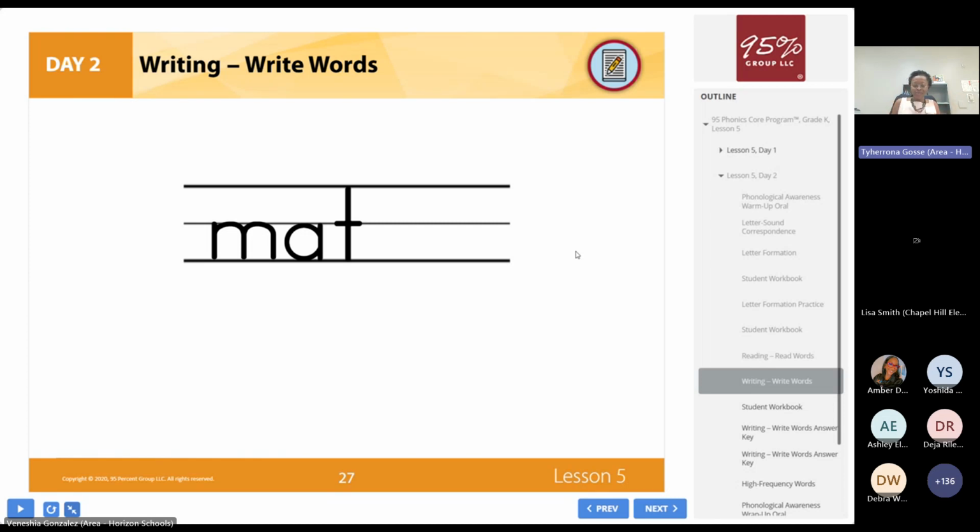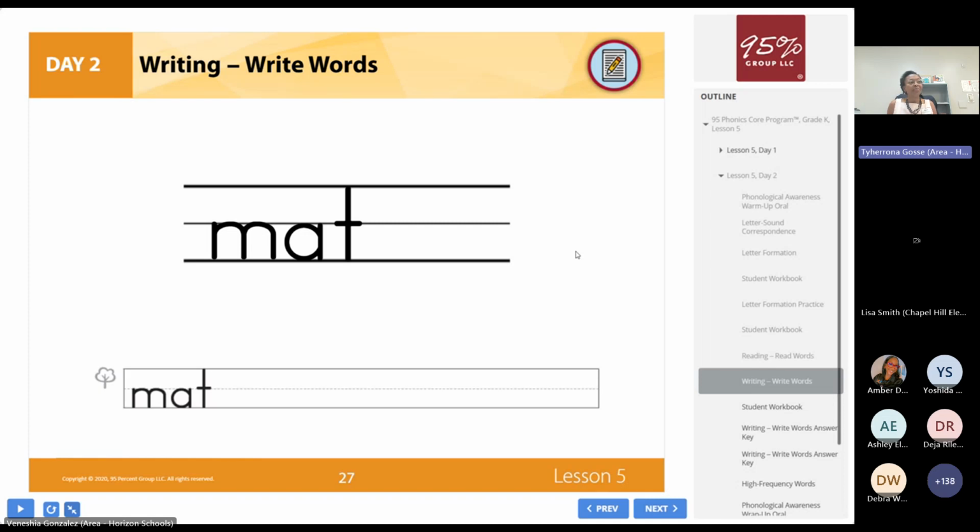Now it's your turn. I want you to turn to page 21 in your workbook. Are you there? Perfect. With your pointer finger, I want you to trace the letters in your workbook as we say them together. Are you ready? Yes. Good job. Let's go.